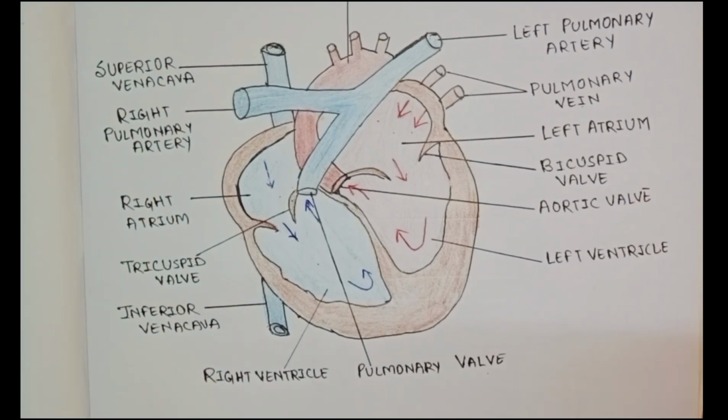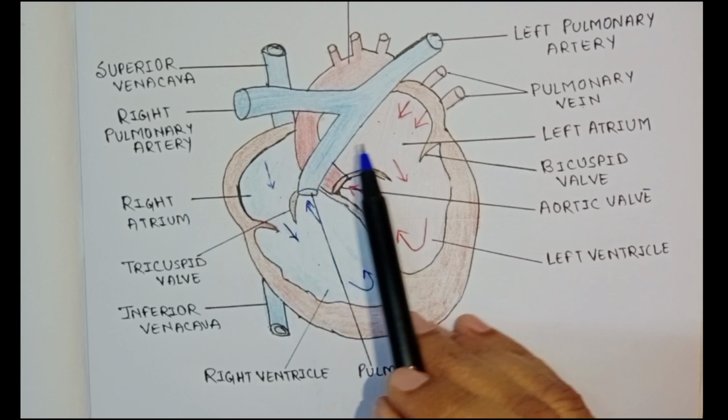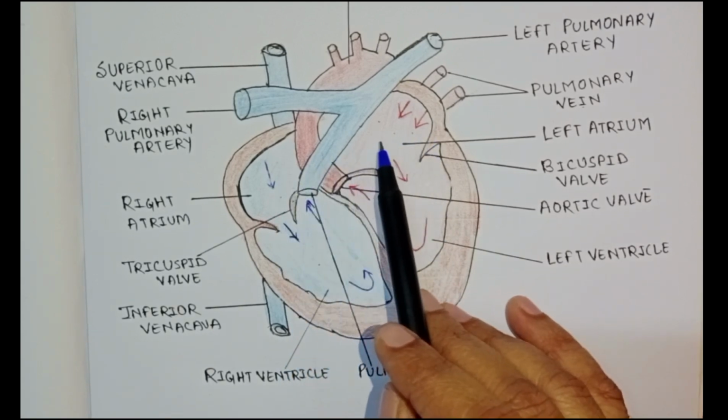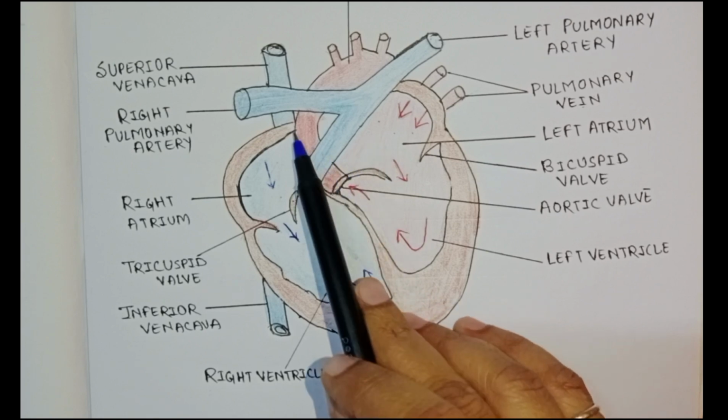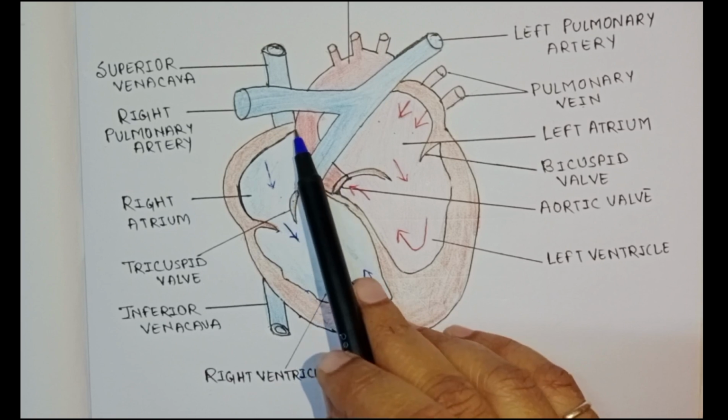So next let us see the septa of the heart. The right atrium and the left atrium are separated from one another by a fibrous septum called the interatrial septum.